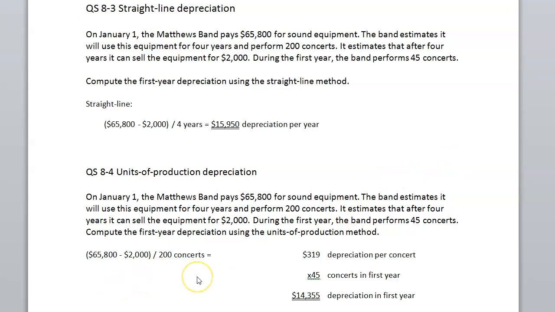So first we're going to calculate a depreciation amount per activity, in this case per concert. We're going to take the cost of the asset minus the salvage value, and divide it by 200 concerts. That gives us a depreciation rate of $319 per concert. Then we're going to multiply this amount times the number of concerts performed in each year. For the first year, it's 45. So if we take $319 times 45, we get $14,355 depreciation in the first year.